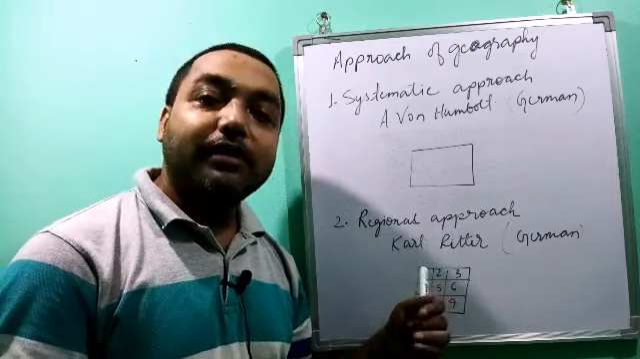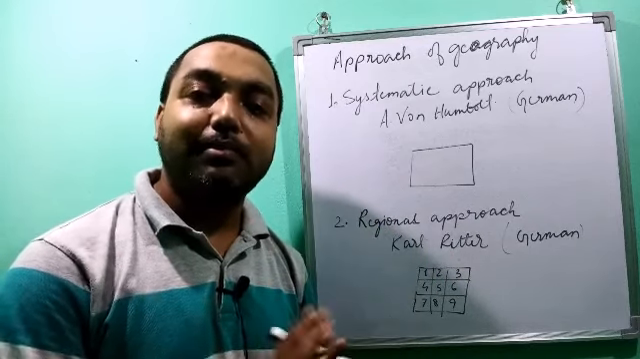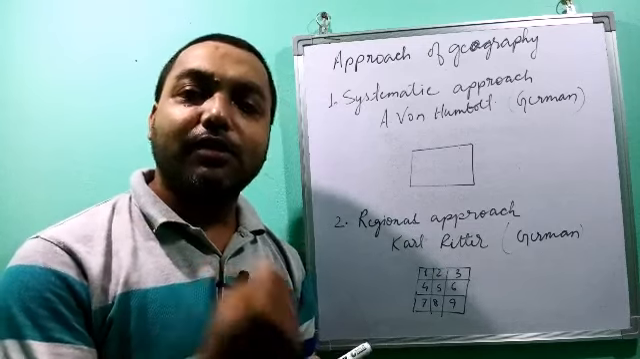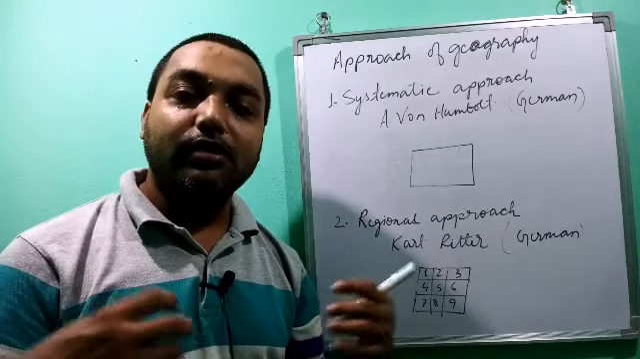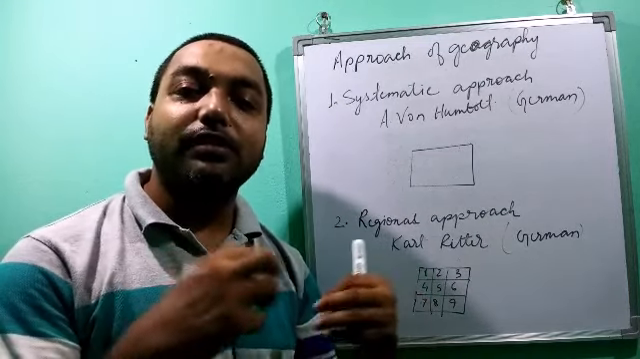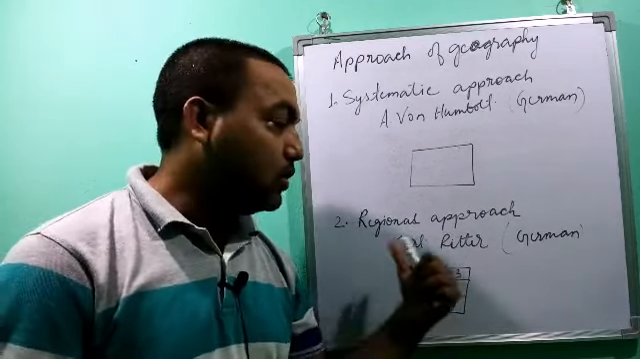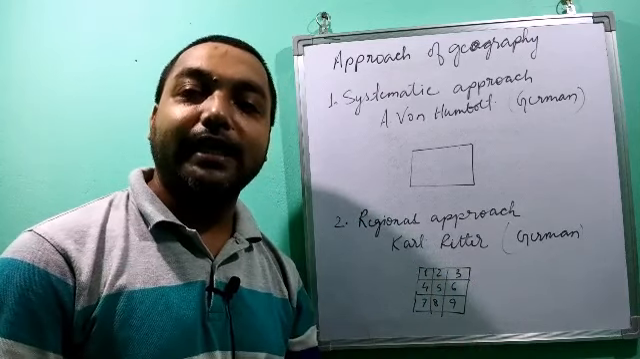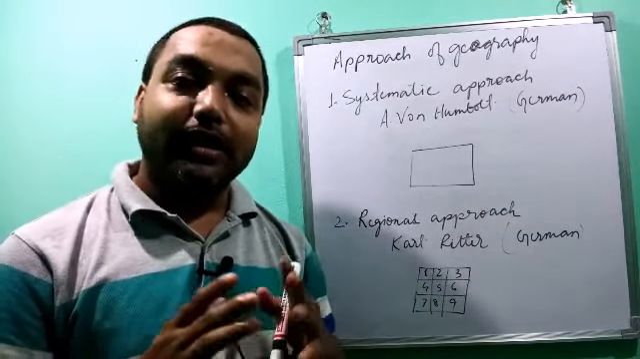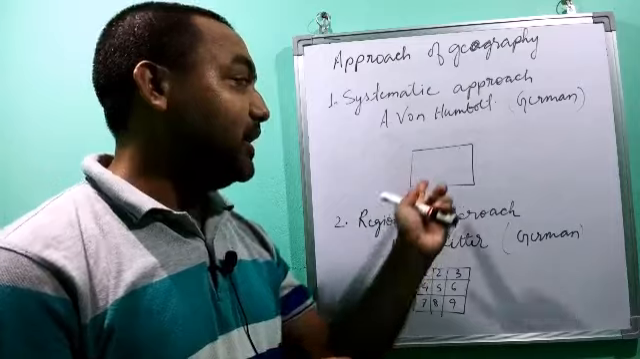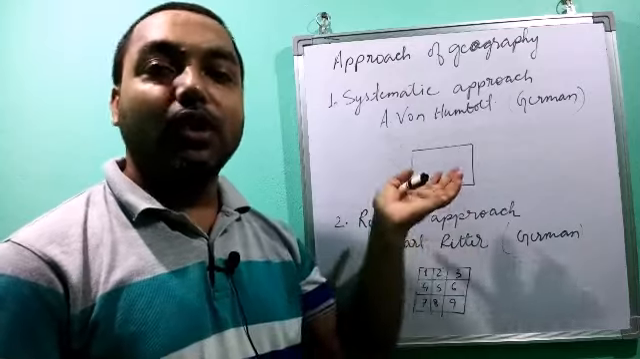Suppose region 1 is given to someone, region 2 to someone else, and different regions are given to different people. Suppose one village is given to one person, then he can do it very easily. When all the regional studies are done and added together, ultimately we will get the study of the whole world, regions 1 2 3 4 5 6 7 8 9. Up to this 9, if we take, we will get the study of the whole world. So here the study of the whole world comes at last, but in the systematic approach the study of the whole world is the beginning. This is the basic difference between these two approaches.